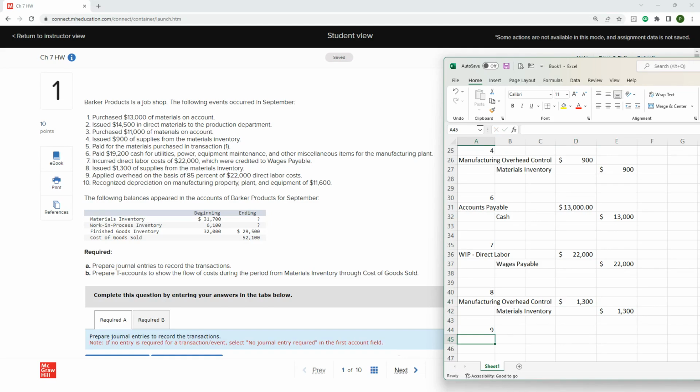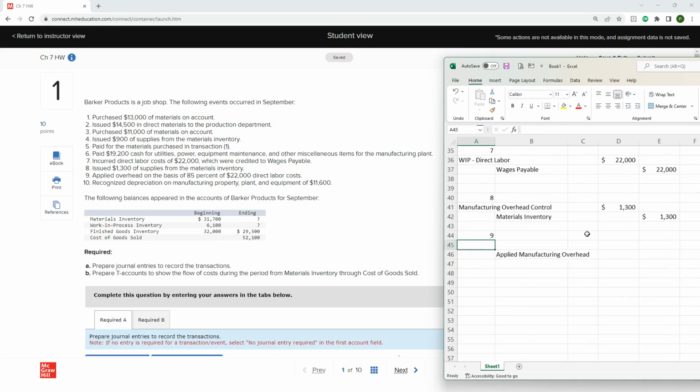So remember that when we're applying overhead, we're going to use the account applied manufacturing overhead, and that has a natural credit balance. And we're going to debit work in process overhead, because overhead is ultimately applied to the cost of the products. We're doing 85% of 22,000, so I'm going to do equals 0.85 times 22,000, and that gives us 18,700. So that's our number 9 entry.